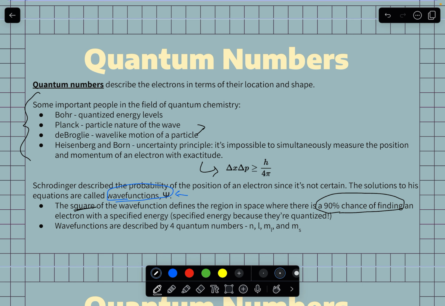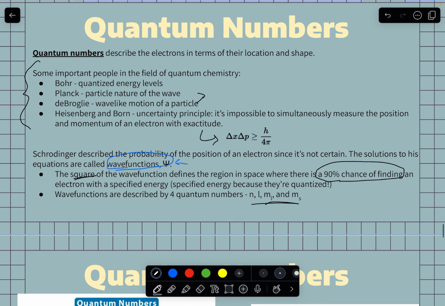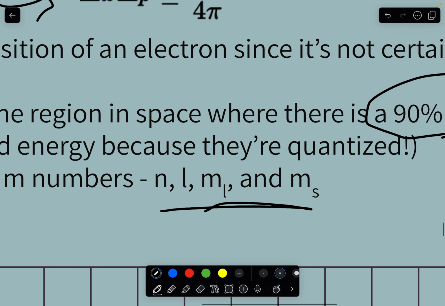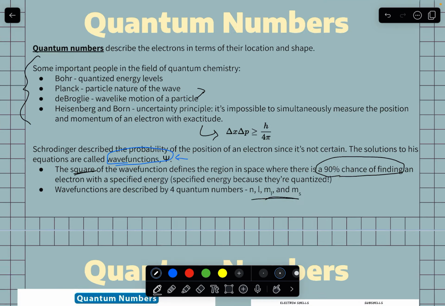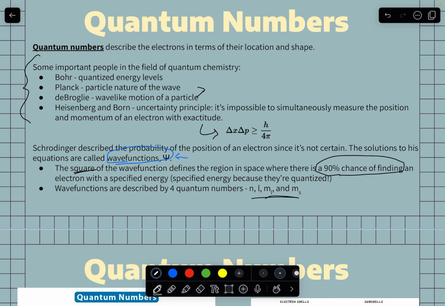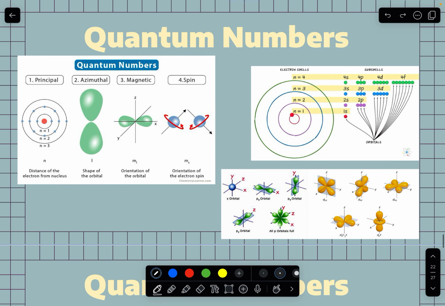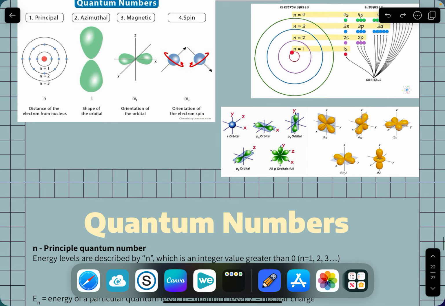And then the wave functions are described by the 4 quantum numbers. Okay, so the 4 quantum numbers are N, L, M sub L, and M sub S. Okay, those are the 4 that you will need to know. This information up here is good to know, but you should not be tested on that. You would be tested on the N, L, M sub L, and M sub S. Okay, so this page gives you a little breakdown on each of them. It shows all of them together, but we're going to go one by one.